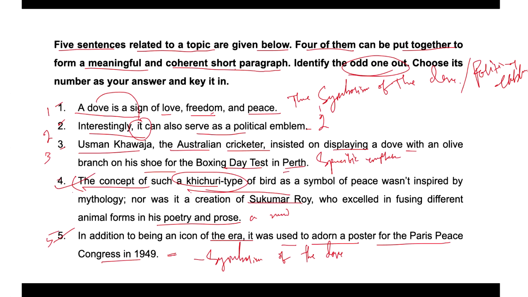Sentence 4 disrupts the coherence of the paragraph, because it introduces a new and unrelated concept about the origin of the dove as a symbol of peace, which diverges from the main theme discussed in the other sentences. Therefore, sentence 4 is the odd one out.